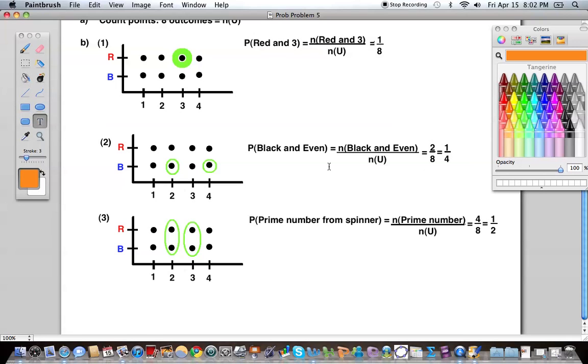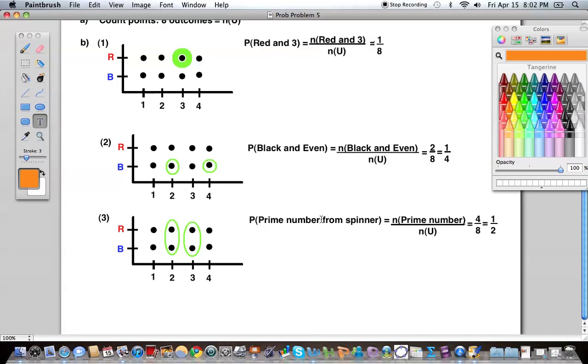Part 3 asks us to find a prime number from the spinner. Well, we have two prime numbers. 2 and 3 are prime numbers that are found on our spinner with integers 1 through 4. There are two ways to get a 2 and two ways to get a 3. Therefore, there are a total of 4 ways to get a prime number from the spinner.